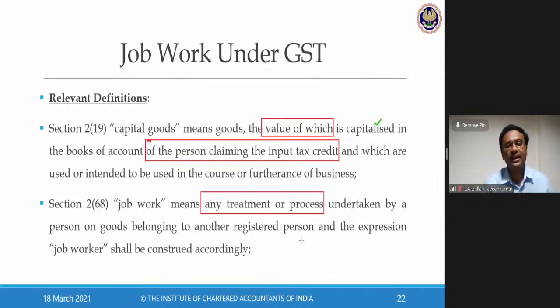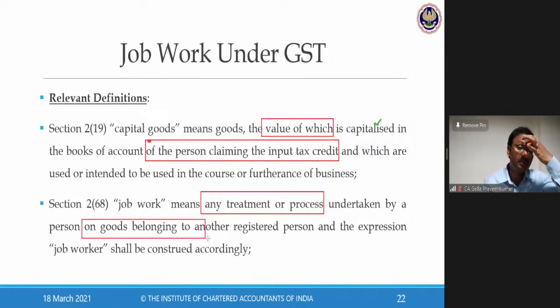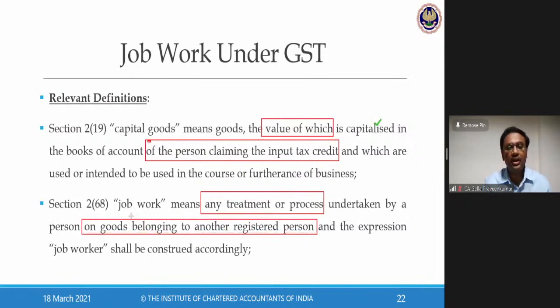Any treatment or process undertaken by a person on goods belonging to another registered person. Here, the crux of the understanding is another registered person. So the person who is giving the goods may be registered, may not be registered. So please understand, when you look into this definition of job work, all the provisions I'm going to discuss henceforth will be applicable only when the other person is a registered person under GST law. Otherwise, it is irrelevant for us to understand. And the expression job worker shall be construed accordingly.